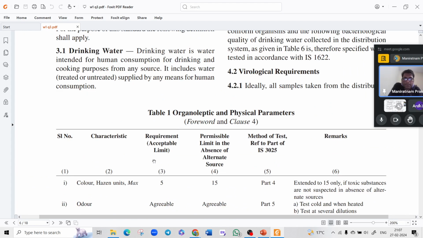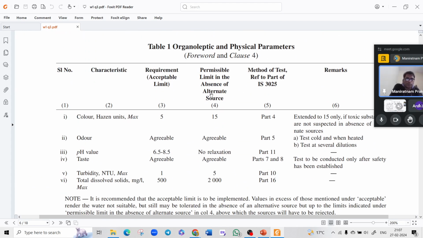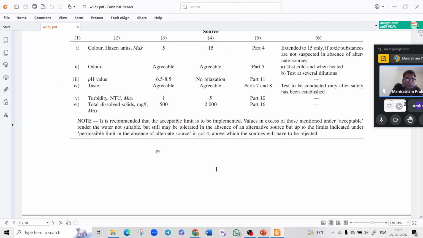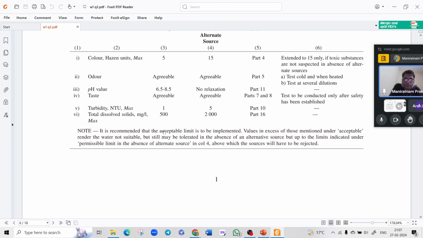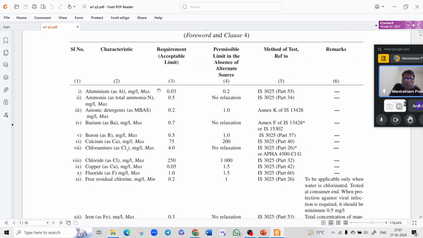So see, there is an acceptable limit and there is a permissible limit. Can you see my slide, Miss? Suppose you have some treatment method which can treat water in a specific way. If you are able to treat your water in a very advanced way, then these parameters should be met. Your pH of the water should be 6.5 to 8.5. Then aluminum should be 0.03, which is required.